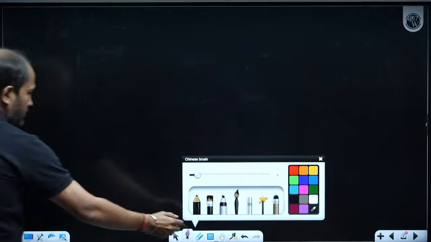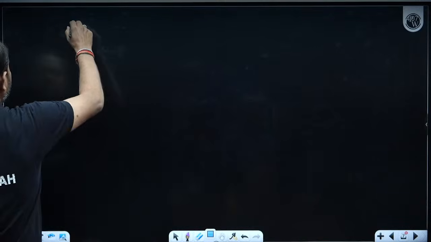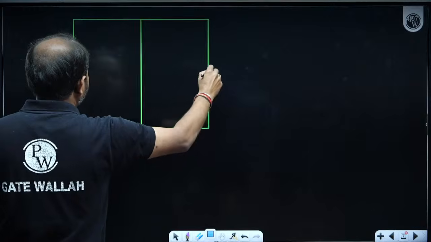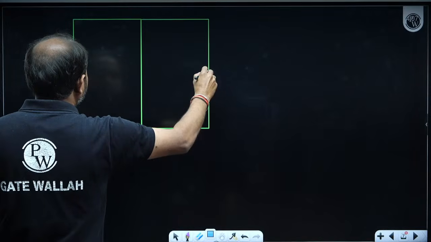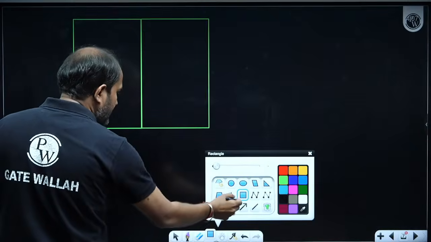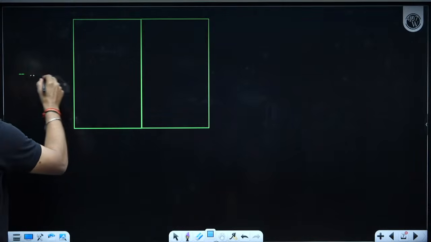So there are two blocks. This type of question may be asked in the GATE exam. So you can solve it by yourself also.